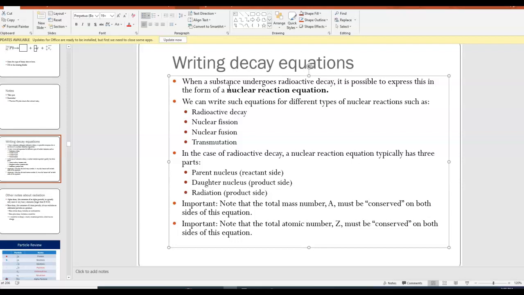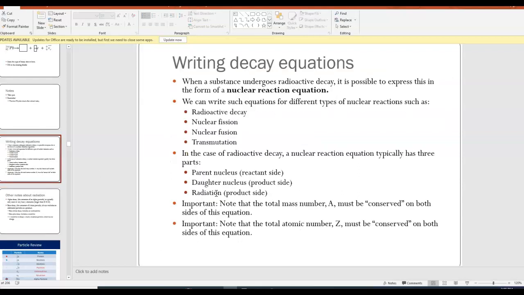We're talking about writing nuclear reaction equations. The only type of equation we've seen so far is a radioactive decay equation. The other three we'll see in the next unit. Right now we're just focusing on radioactive decay. And for radioactive decay, you always have three elements. You have what's called the parent nucleus on the left side, the daughter nucleus on the right side, and whatever type of radiation it is, alpha, beta, gamma, whatever. The mass number has to be the same on both sides, and the atomic number has to be the same on both sides, just like we saw before.